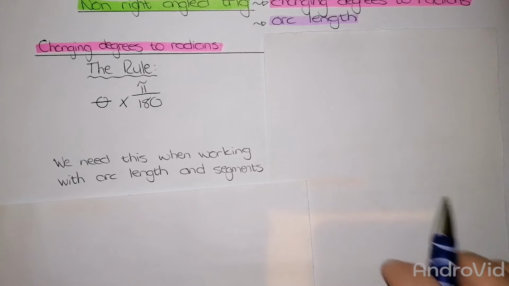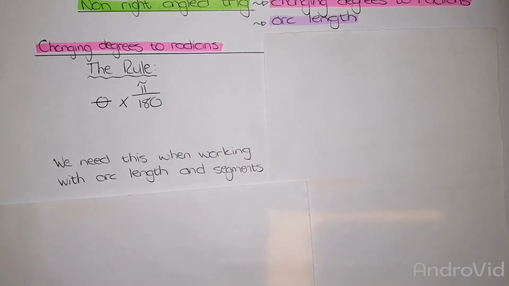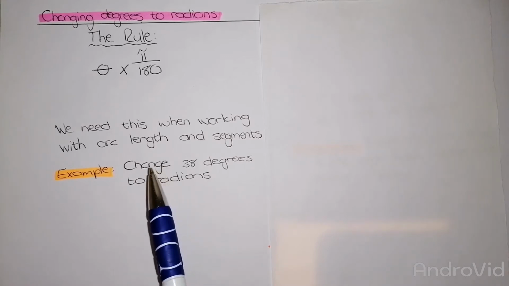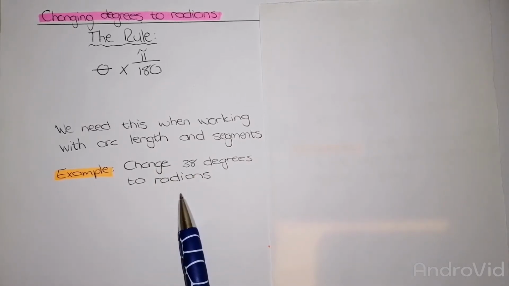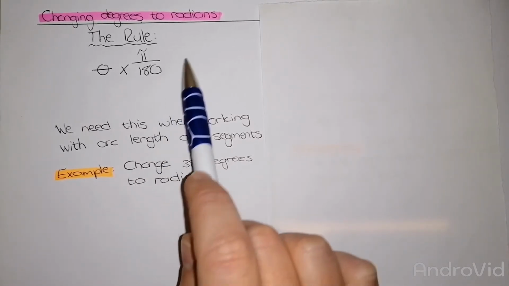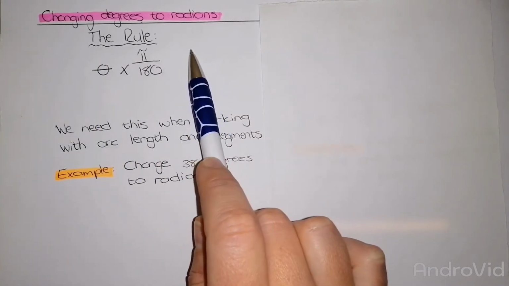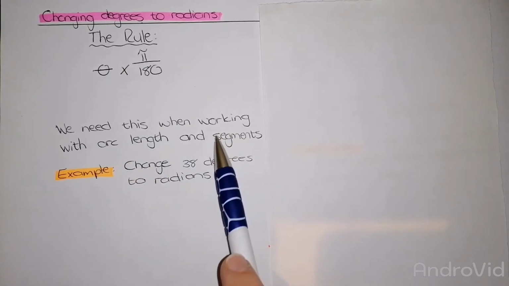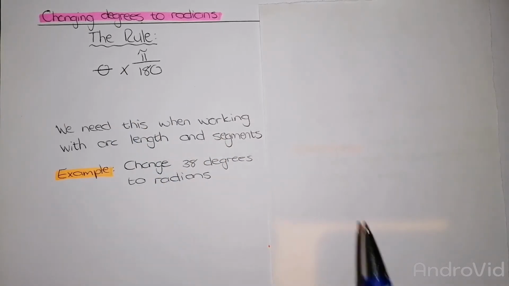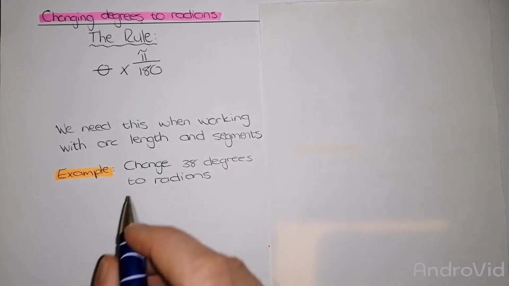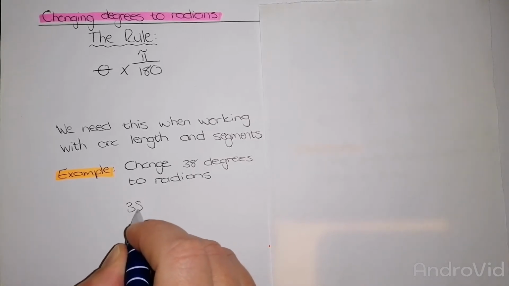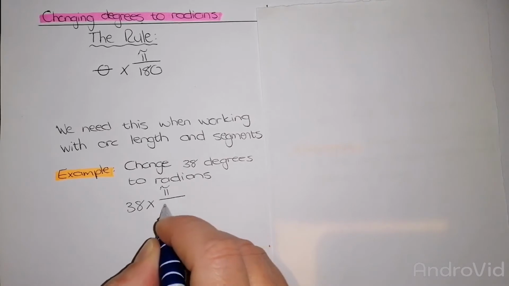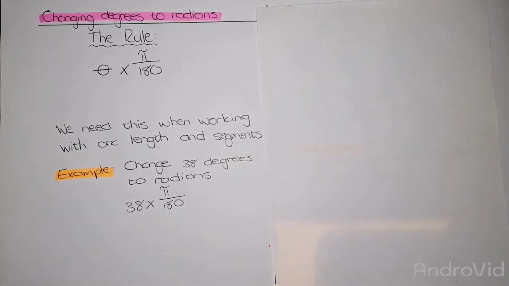Let's look at an example of changing degrees to radians. The example we're looking at today is we need to change 38 degrees to radians. We need to change this by using the rule. We know that theta is always degrees, so we're just going to substitute 38 into theta's place. So my formula is going to look as follows. It's going to be 38 multiplied by pi over 180.